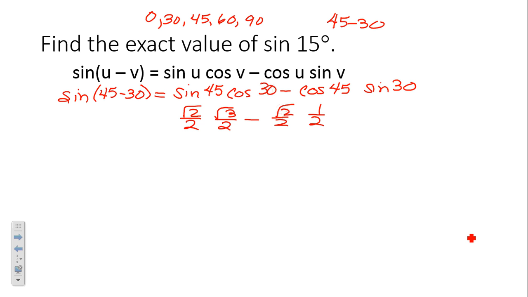Now, your answer can be written multiple ways. I would be happy to accept square root of 6 over 4 minus the square root of 2 over 4. I'm happy with square root of 6 minus square root of 2 all over 4. Okay, they're equivalent. These two are both acceptable as answers.